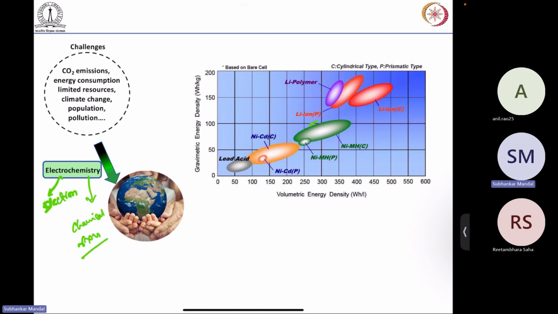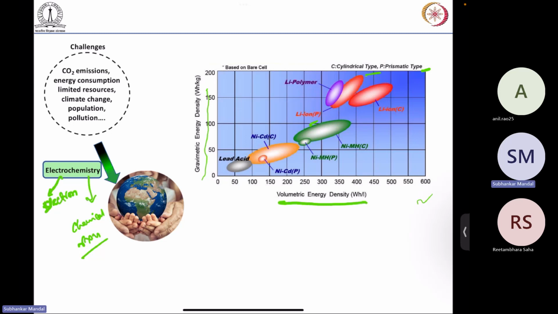All these in this diagram represent secondary types of battery. It is written C for cylindrical type of battery, and P for prismatic type of battery. Here in this graph you can see in the y-axis the gravimetric energy density, and in the x-axis the volumetric energy density. What is gravimetric energy density and what is volumetric energy density?